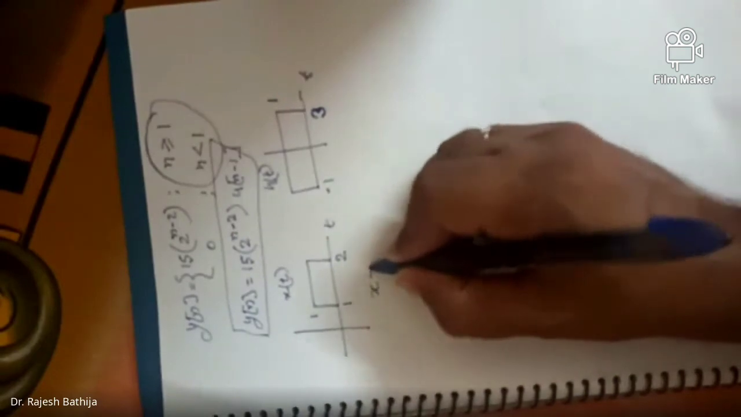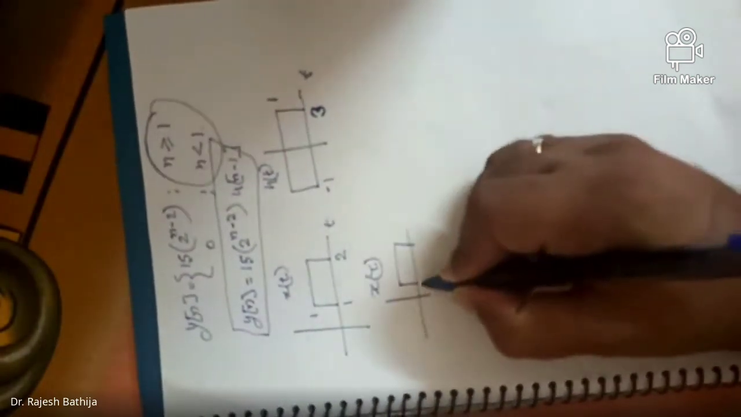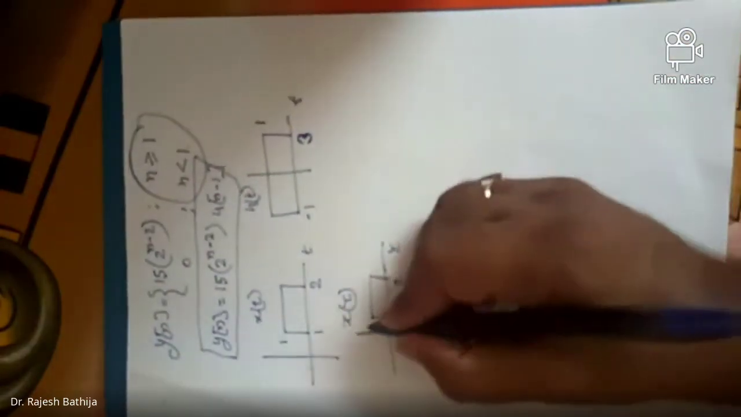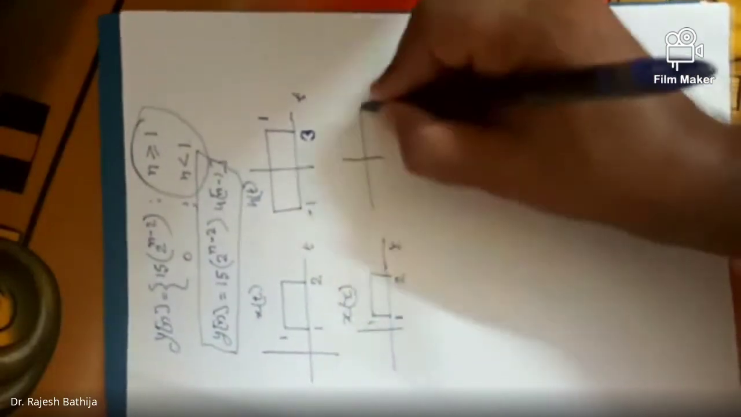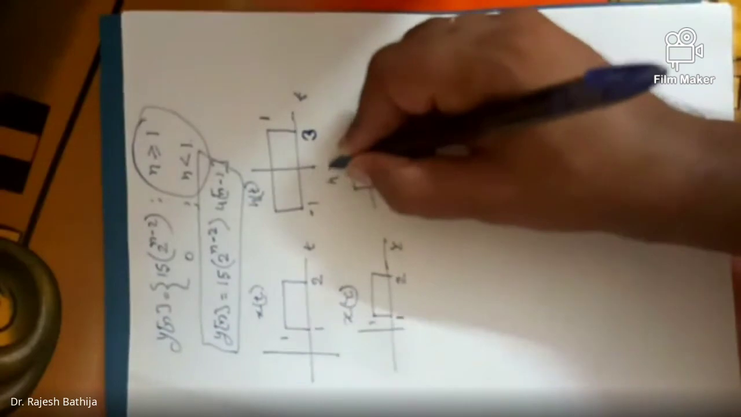Now in this case, first I have to always write x of tau versus tau. So this signal will remain the same, only the variable is changed from t to tau. Value is 1. And here also we write minus 1 to 3 for h of tau.